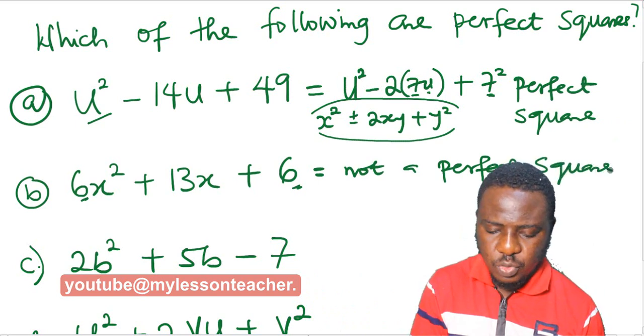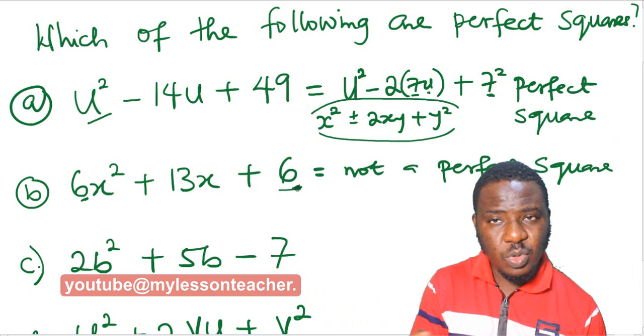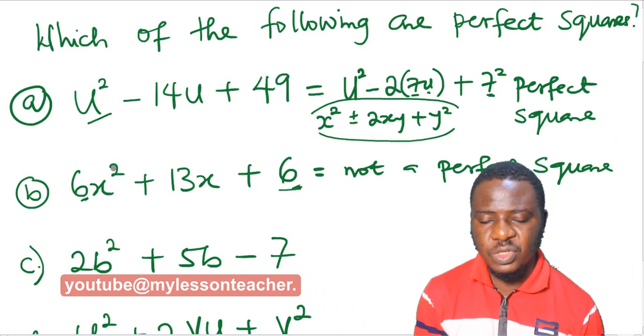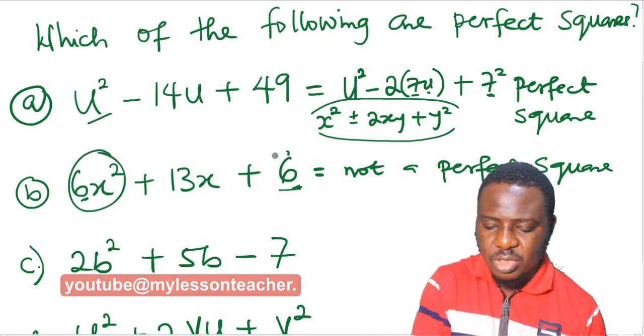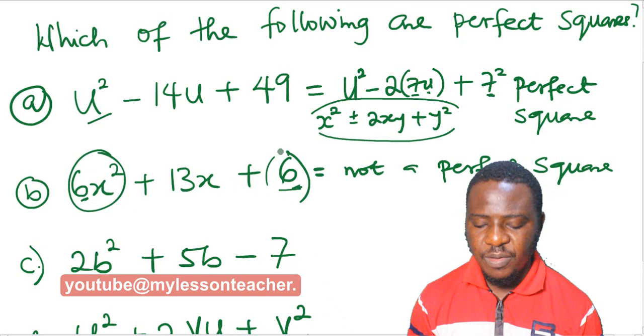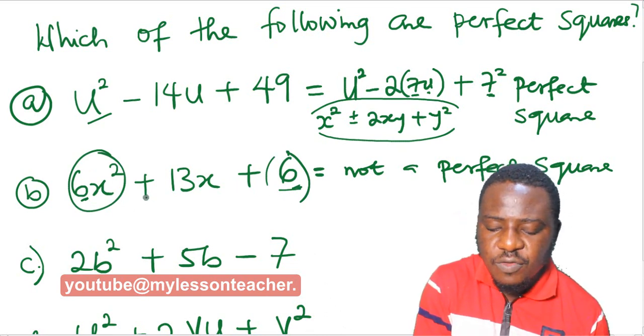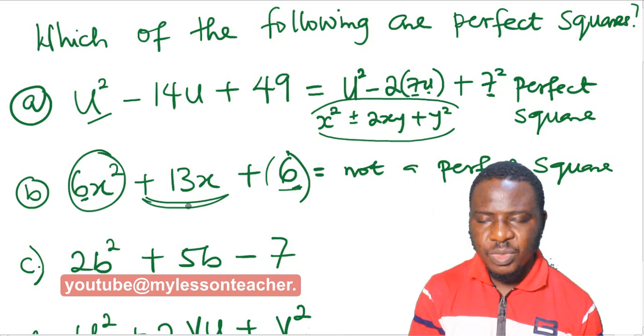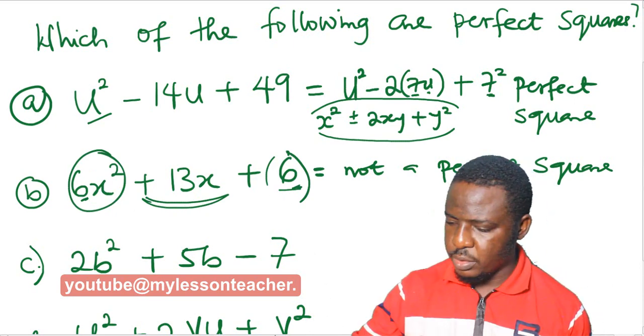And why is it not a perfect square? 6 is not a perfect square, and the condition is that the 6 in 6x squared must be a perfect square. So long as this is not a perfect square, then such an expression is not a perfect square. Even if the middle term is twice the product of the square roots of the first term and the last term, this is not a perfect square.